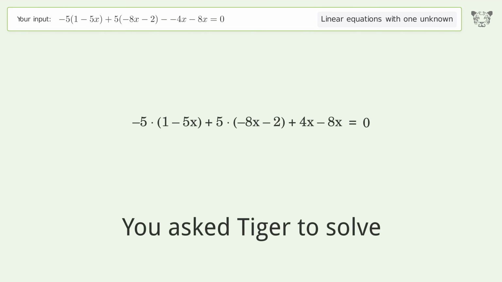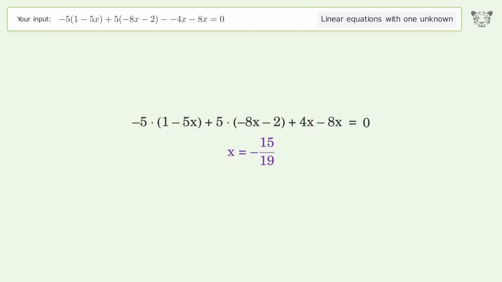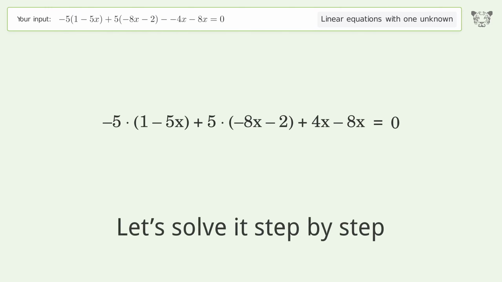You ask Tiger to solve. This deals with linear equations with one unknown. The final result is x equals -15/19. Let's solve it step by step.